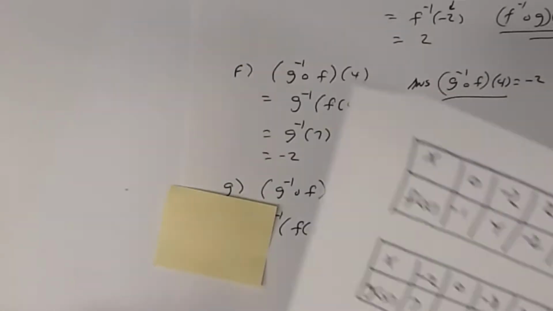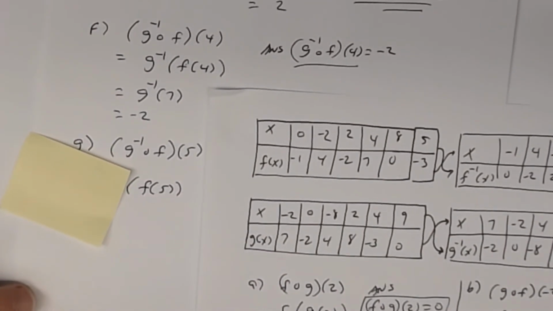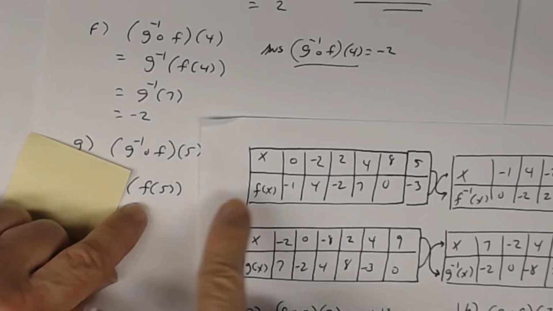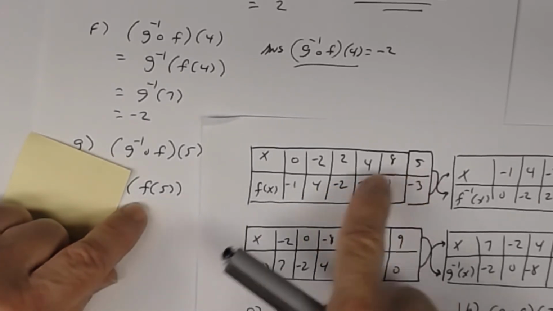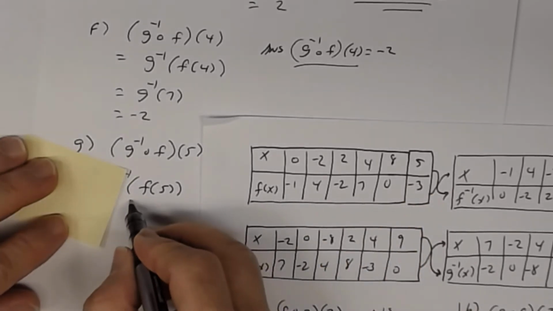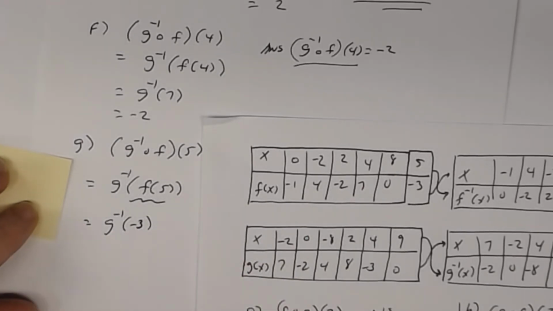So that's this table here. Watch, I'm going to move this over a little. All right, so that's this table here. You see it? Okay, right here. So when x is 5, that's right here. F of 5 is negative 3. So that's negative 3. Now you've got to find g inverse of negative 3, right?